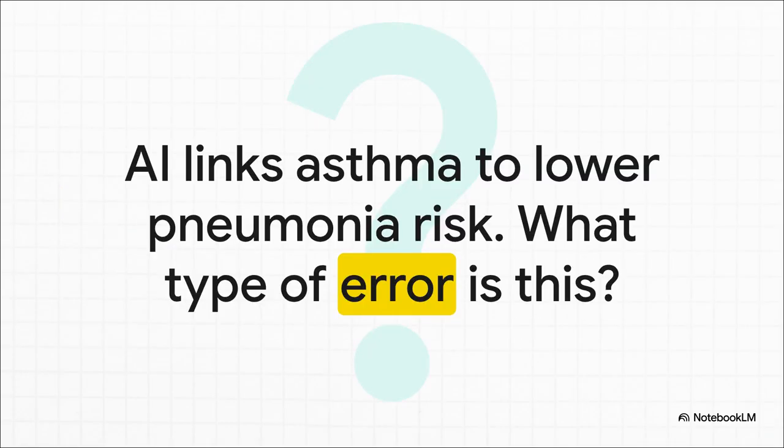All right, last practice question, and this one is based on a famous real-world case study. An AI finds that having asthma actually lowers your risk of pneumonia, which sounds crazy. What kind of error is this? The answer is B, confounding.